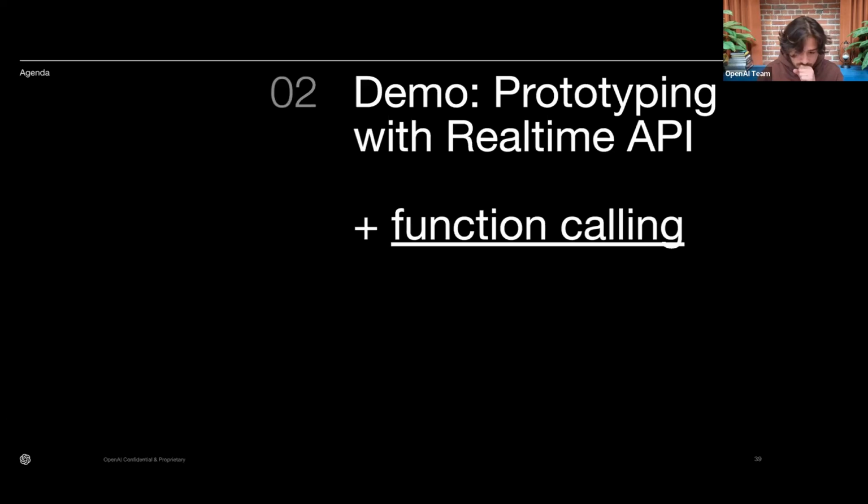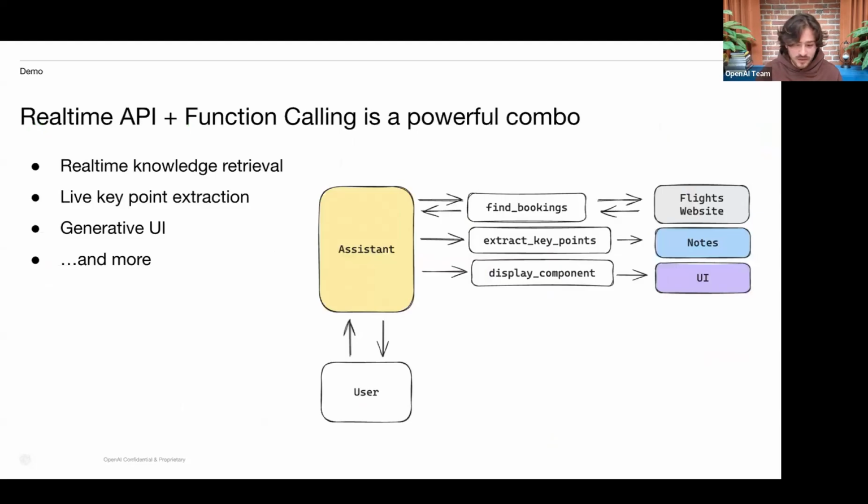So I'm actually going to skip the function calling part in the interest of time, and we're going to go directly into the second part of the demo, which is instead of implementing function calling from scratch, we will use function calling in a few different ways to do real-time knowledge retrieval or live key extraction. Here I have a few examples where you can have generative UI, extracting key points, displaying comments, etc.